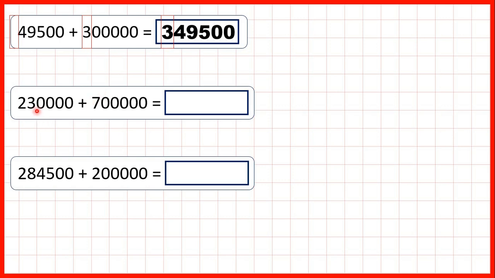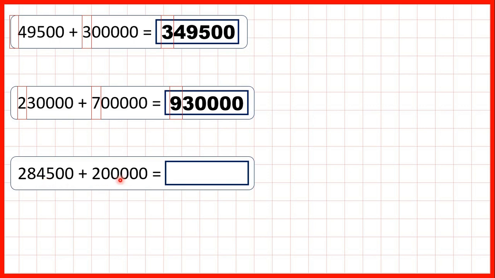349,500. Now we have 230,000 plus 700,000. We can highlight our 100,000s digits, and we have 2 plus 7, so we're going to have 9 in our 100,000s, and all of our other digits will stay the same, so that's 930,000.